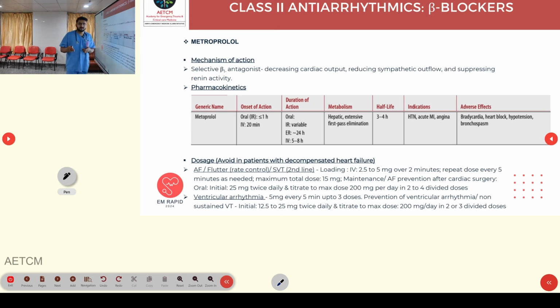Metoprolol is a selective beta-1 antagonist, and it reduces the cardiac output, reduces the sympathetic outflow, and also suppresses renin activity. The onset of action orally is less than or equal to 1 hour, whereas IV it is 20 minutes. The duration of action for oral tablets is variable, and IV it is around 5 to 8 hours.